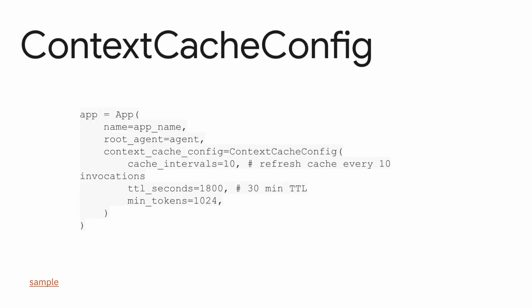Here is how you configure explicit caching. Inside your context cache config, you set the rules for when the cache refreshes. Cache intervals determines how often we refresh the cache. For instance, every 10 invocations. Time to live, how long the cache stays alive, for example, 30 minutes. Min tokens, the threshold required to trigger a cache creation. This helps you balance freshness with cost savings.